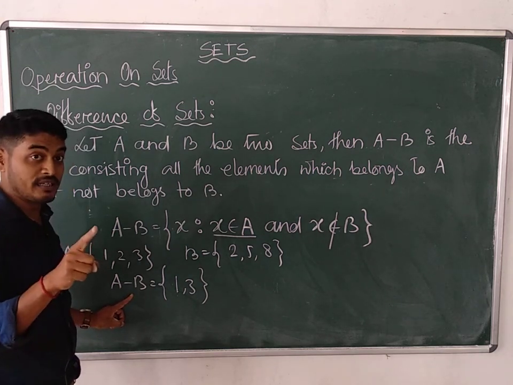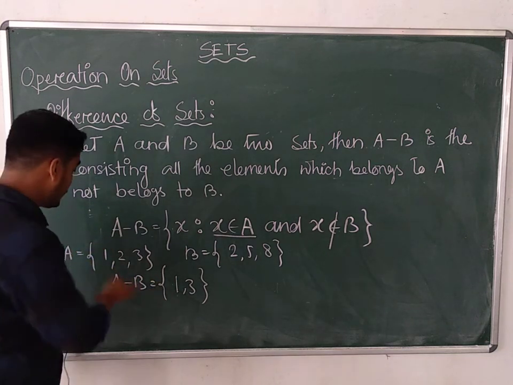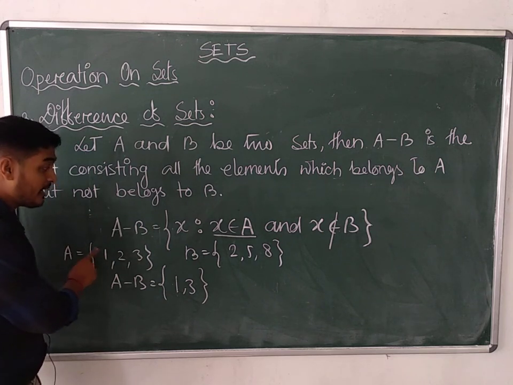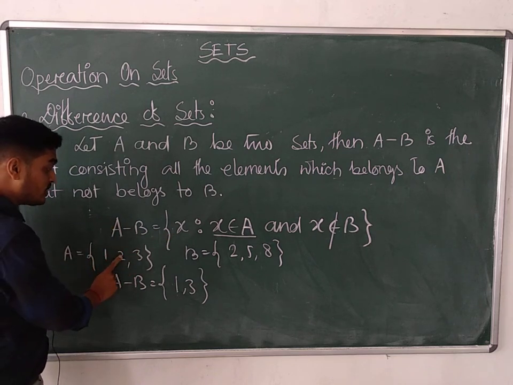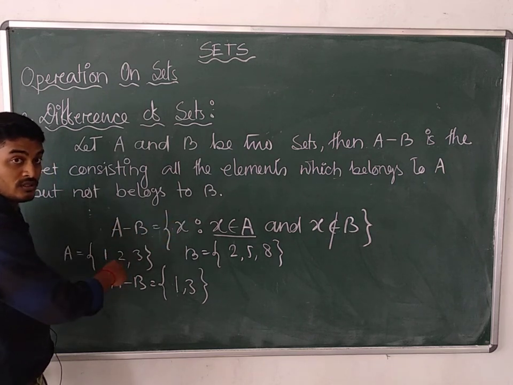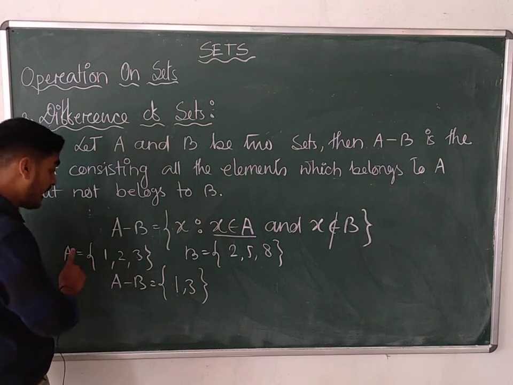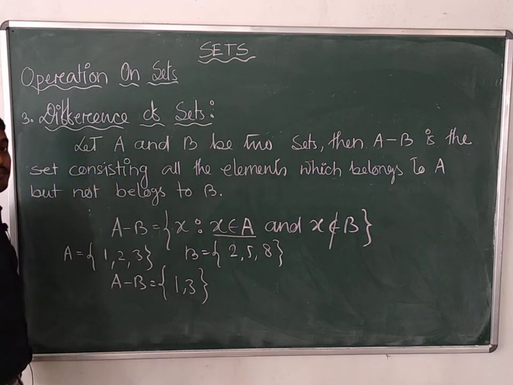The elements of A only. You will not consider those elements which are in B. So we can easily consider 1 because 1 is there in A only. You cannot consider 2 because 2 is there in both. You can consider 3 because 3 is there in A only. So that's why the elements will be 1 and 3.